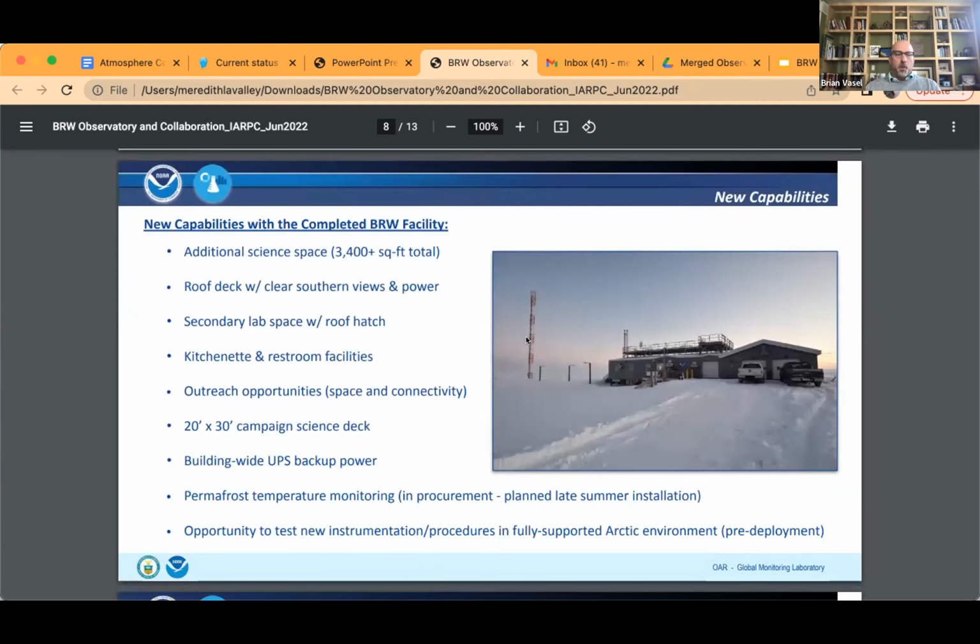So this is sort of bringing it all together. This is the new capability we have with the new site. We now have 3,400 square feet of science space between the indoor warm space, that roof deck, and the science platform. We also have that 30-meter tower. Just for reference, the previous building, the original observatory, was 980 square feet.